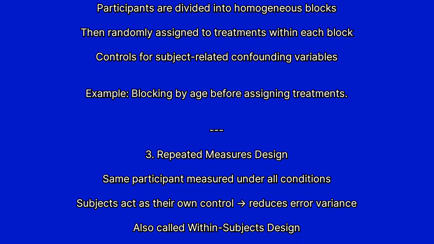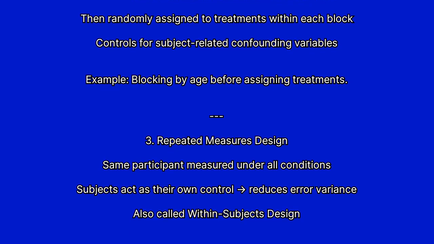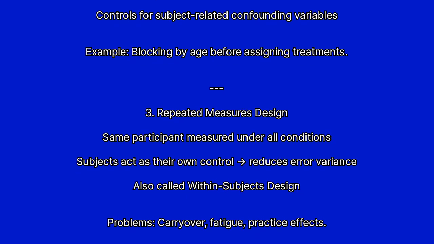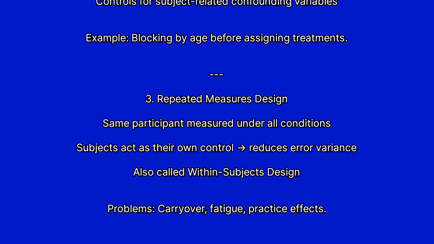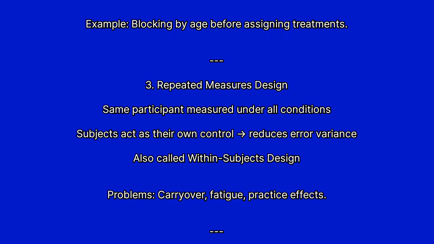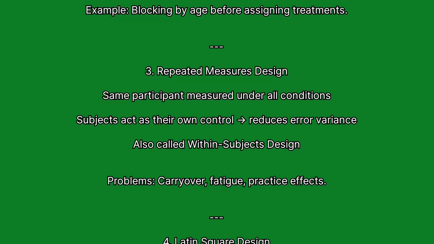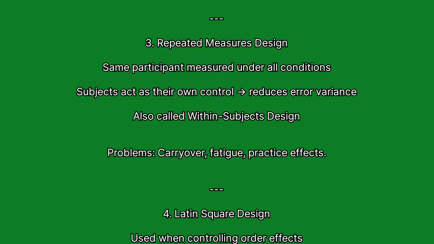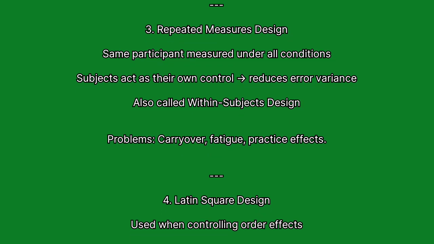Repeated measures design, the third one. The same participants are measured under all conditions. Subjects act as their own control. It reduces error variance and is also called within-subjects design. The problems here are carryover and practice effects.